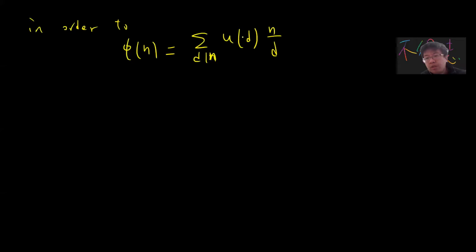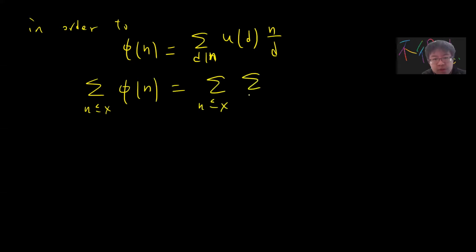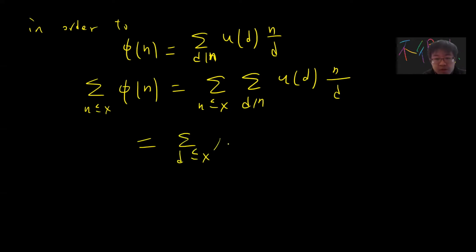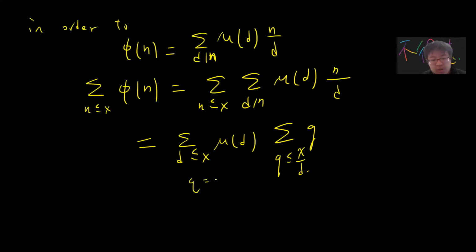If one can find the bounds for this mu of d, then one can just use this formula and basically the same technique that I mentioned previous time. So every time you have the sum over n less or equal to x, you can change it into a summation over d less or equal to x of mu of d, and q, where q is less or equal to x divided by d. This is just a definition that you define q to be n divided by d.